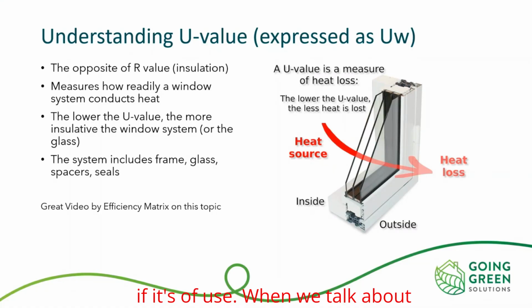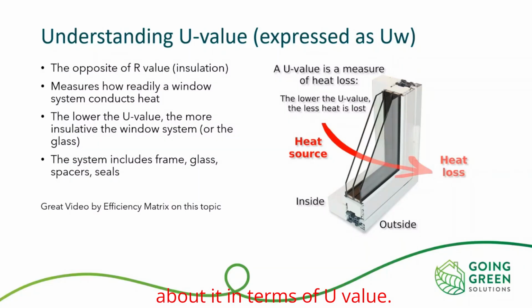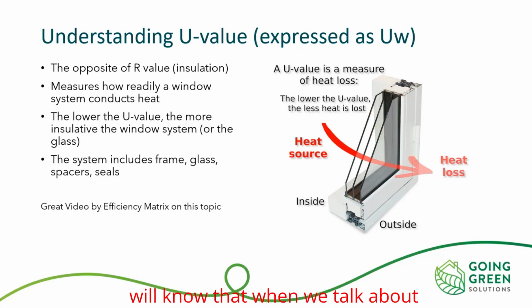When we talk about how well windows protect us from the movement of heat through them, we talk about it in terms of U value. Now, if you've attended the session that was run on insulation, you'll know that when we talk about insulation in ceilings or walls, we talk about R value. U value is the same, except it's expressed in the opposite direction. So with R value, the higher the R value, the better. With U value, the lower the U value, the better.